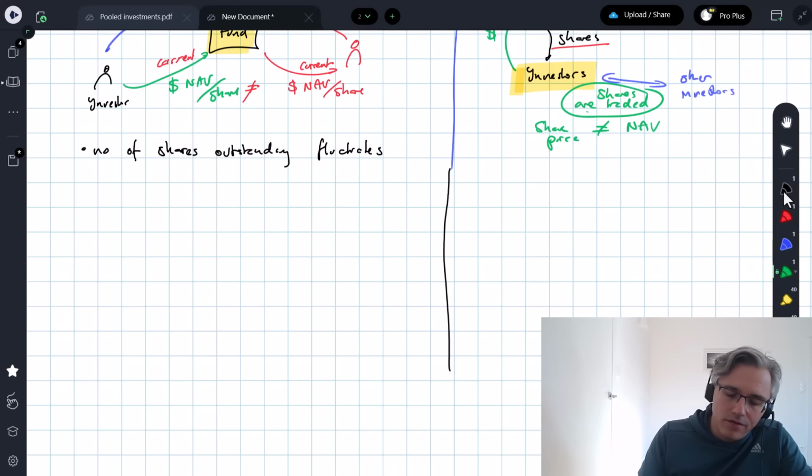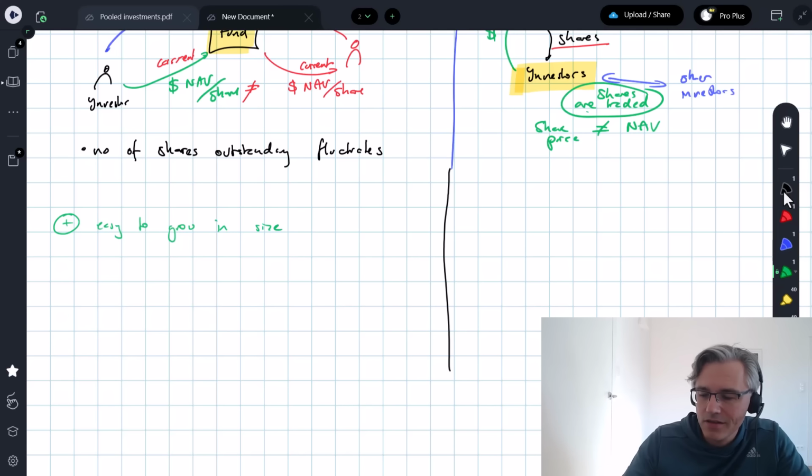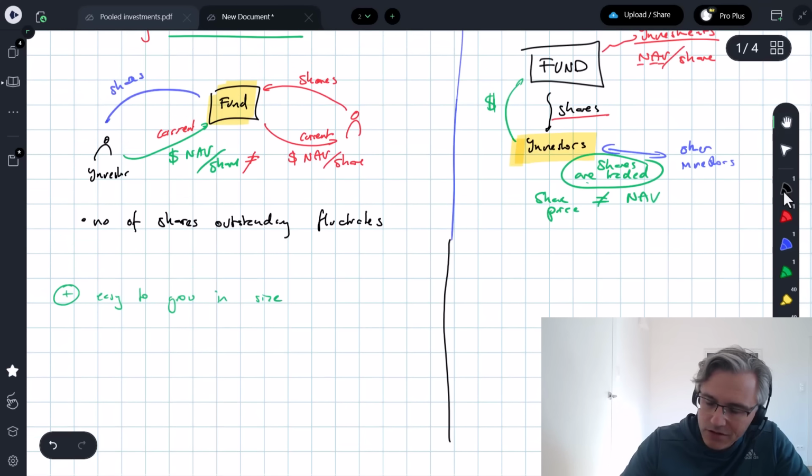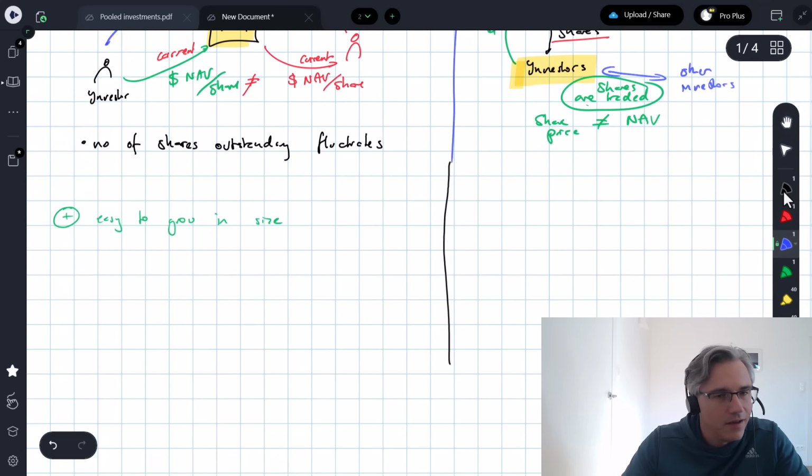The open-end fund, well, the great or huge advantage of it is that it's going to be easy for such a fund to grow in size. And of course, growing a fund in size means it's easy for it to have more and more assets under management on which it charges management fees. Good news for the manager.